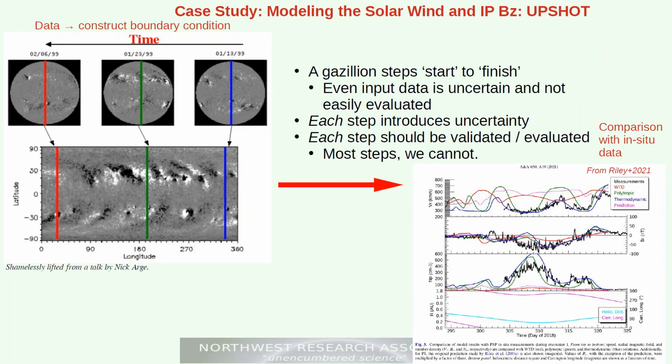Where do we start in terms of understanding this chain of events? Each step introduces uncertainty. And I think this is something that really, really needs to be taken to heart. Each step has got to be validated and evaluated. And most steps, we can't do that directly.